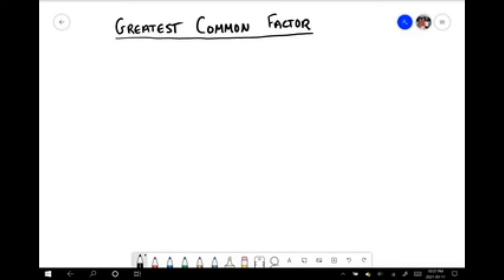Okay, so today we're going to be working on how to solve the greatest common factor. So what we're going to do is work with two numbers today, and those two numbers are going to be 126 and 144. Now first things first, we need to find the prime factors of these two numbers. So let's go ahead and do a quick little factor tree here.